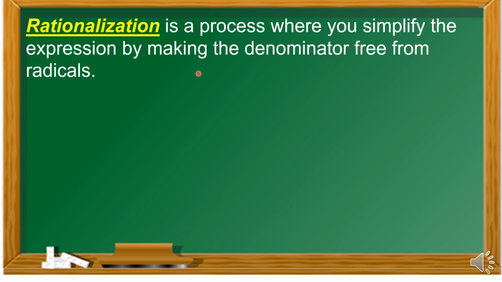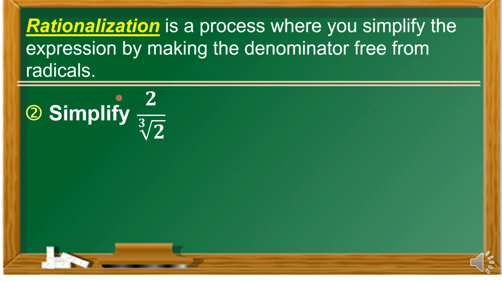Next, another way of simplifying division with radical is what we call rationalization. Rationalization is a process where you simplify the expression by making the denominator free from the radical. So, in short, kapag nag-rationalization po tayo, ang pinaka-main goal po natin is mawala yung ating radical symbol sa ating denominator. So, paano po yun? Let's have now an example. Given, we have 2 divided by the cube root of 2. Since meron tayong radical symbol sa ating denominator, magra-rationalize po tayo.